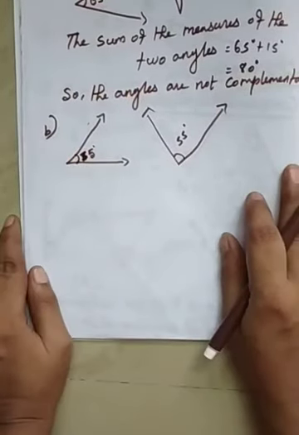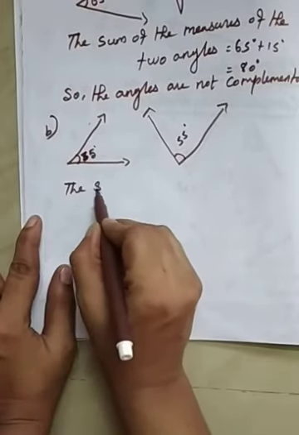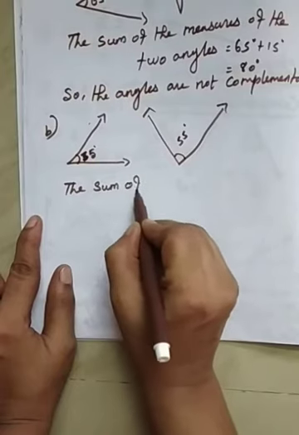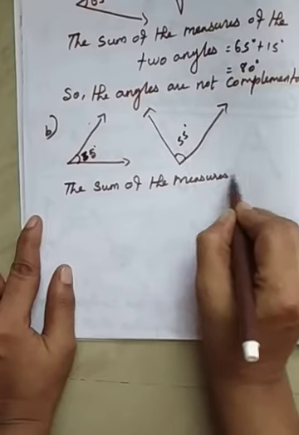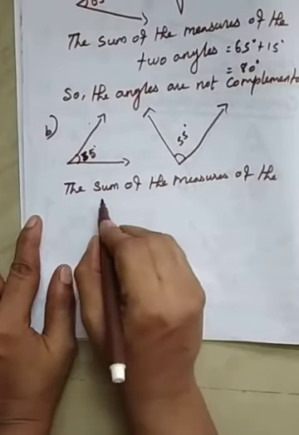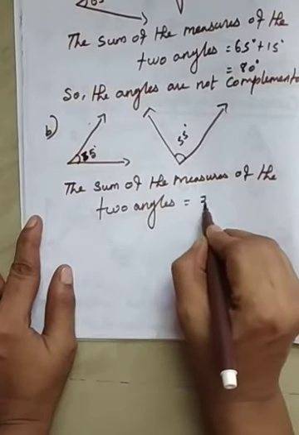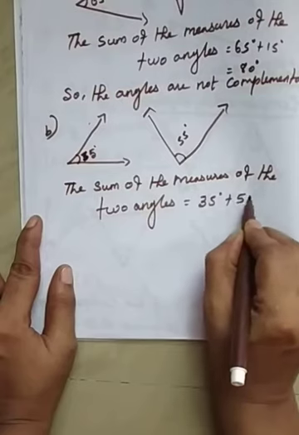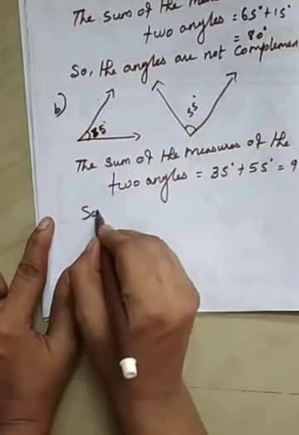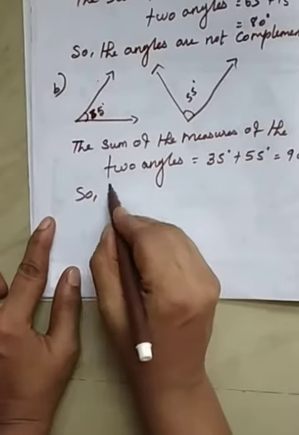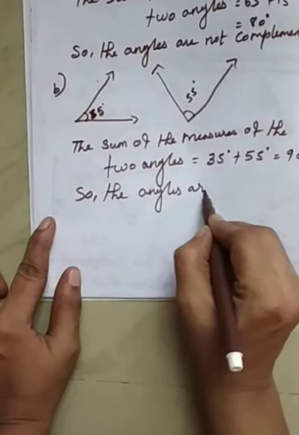Now you need the step marks. So you have to write in this line: the sum of the measures of the two angles is equal to 35 degree plus 55 degree is equal to 90 degree. So angles are complementary.